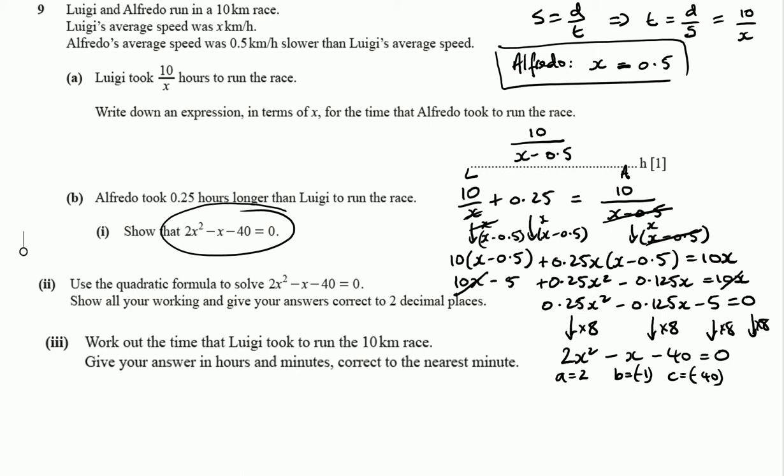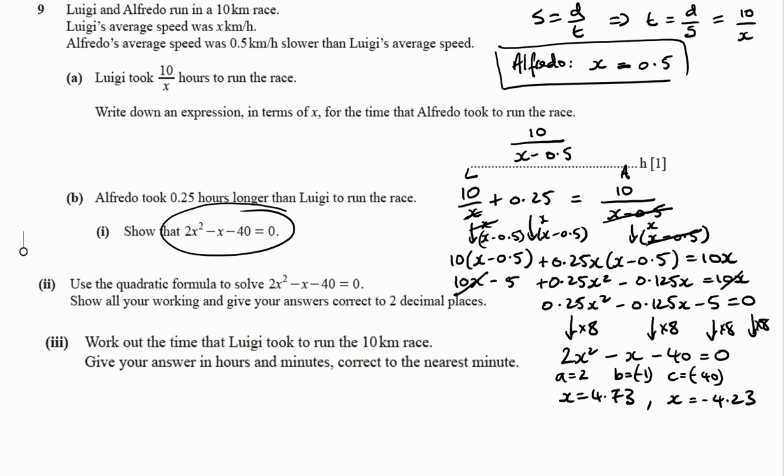So I'm going to go ahead and substitute that into my formula. I showed previously what this would look like on the page, and I'm not going to repeat that work. I'm going to go straight ahead and put those numbers in, and I'm going to get 4.73 and I'm also going to get minus 4.23. So I've solved my equation and given my answers correct to 2 decimal places.